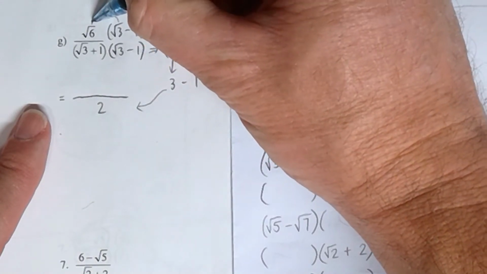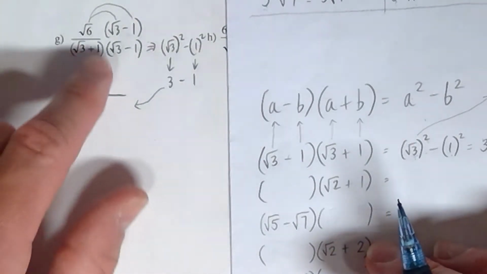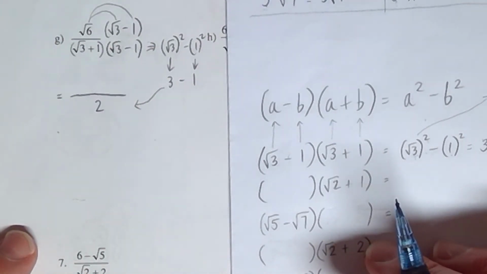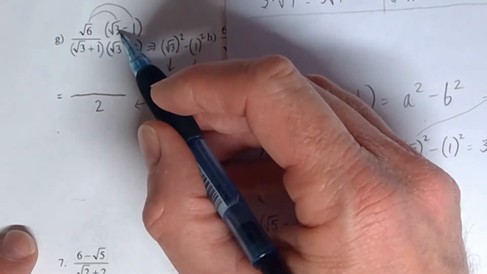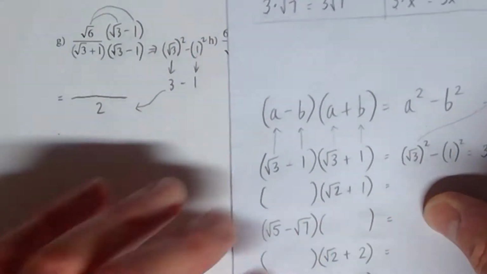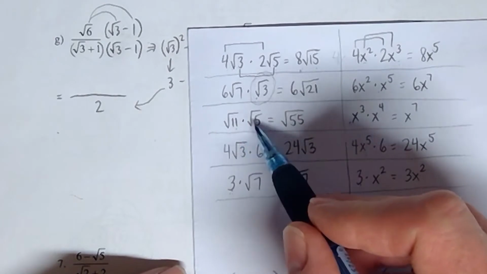We distribute, just like we did on the first day of class when we had a single term multiplied by a bracket with 2 terms in it. What is square root of 6 times square root of 3? We just learned how to multiply radical terms together. Square root of 6 times square root of 3.